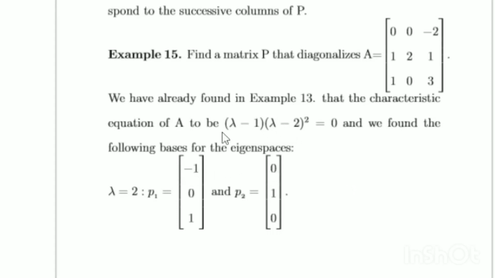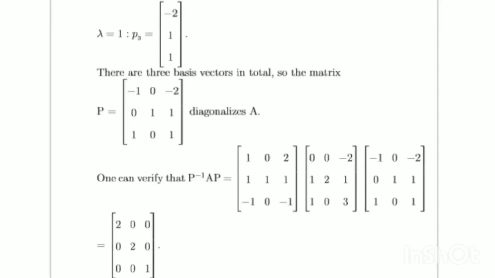After the calculation you will get the first eigenvector P1 as (-1, 0, 1) and P2 is (0, 1, 2). Similarly for lambda equal to 1, the eigenvector we will get is (-2, 1, 1). So there are three basis vectors in total. Our matrix P will be of the form the first vector, the second vector and the third vector. We have to show that it diagonalizes A.